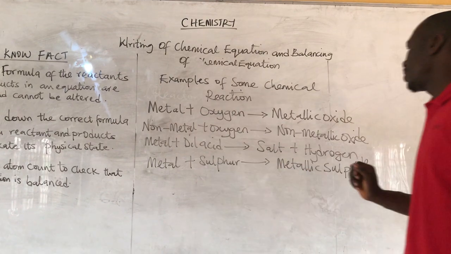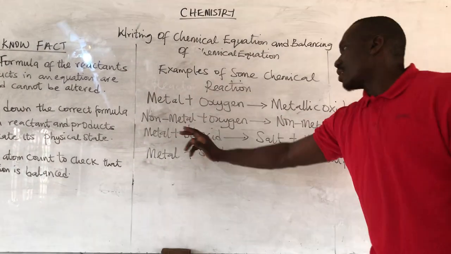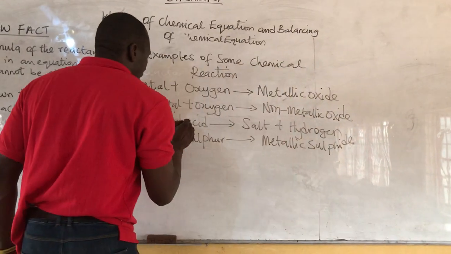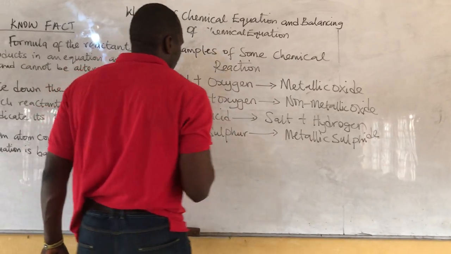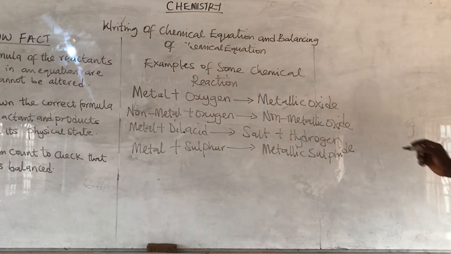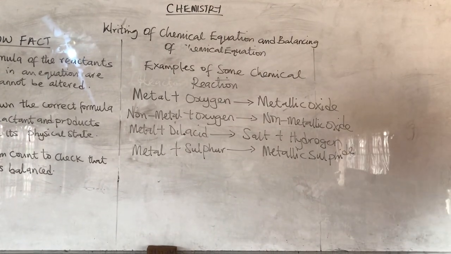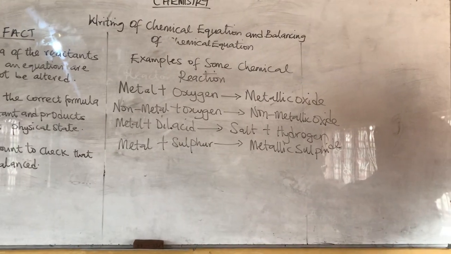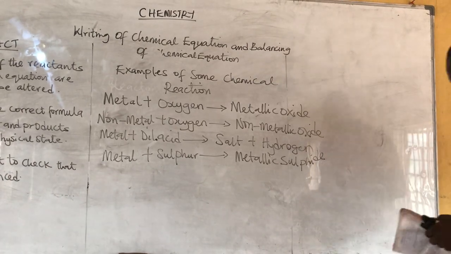Non-metal plus oxygen to give us non-metallic oxide. Metal plus dilute acid. Dilute acid is DIL here, abbreviation, please, pardon me. Dilute acid to give us salt and hydrogen. Let's quickly see examples of some of these.